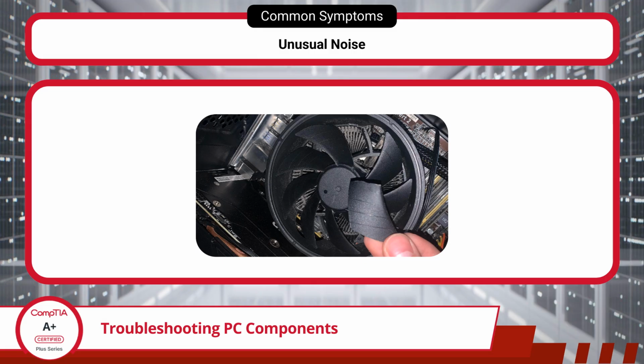Unusual noise coming from a computer system can also indicate a developing hardware issue. One common source of unusual noise is a broken, failing, or obstructed fan. Fans are responsible for cooling critical components such as the CPU and power supply, and if a fan becomes damaged, clogged with dust, or wears out, it may produce grinding, rattling, or buzzing sounds.